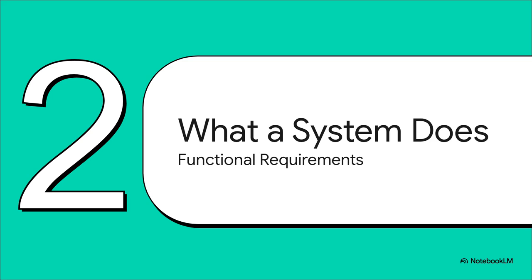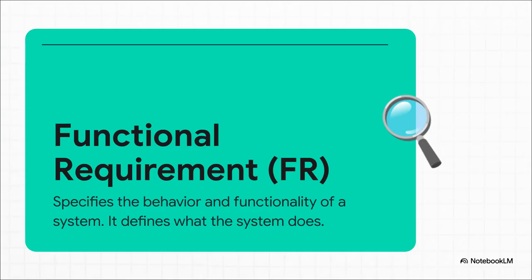Now, the very first part of any blueprint describes the building itself. The rooms, the doors, the windows. In software, that's the features, the buttons, the core purpose of the app. And these are called functional requirements. A functional requirement, or FR for short, is basically a direct order. It says things like, the system shall calculate the total, or the system shall send a confirmation email. It's the big to-do list for the software.